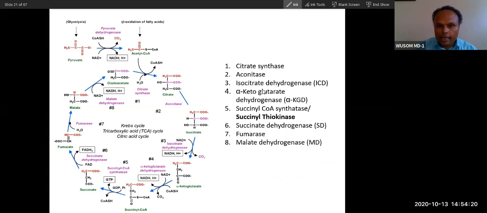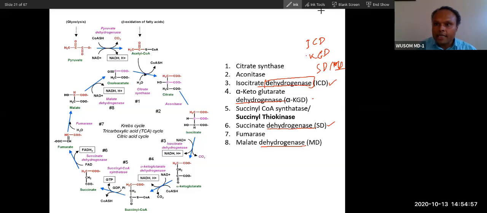So you can see the enzyme names here. There are a total of 8 steps. You can see isocitrate dehydrogenase. Just remember dehydrogenase. Then you can see dehydrogenase here, here also, and here also. So how do you memorize the names? You remember the names in shortcut at least: ICD, KGD, and then SD and MD. So SD, MD, ICD, KGD.